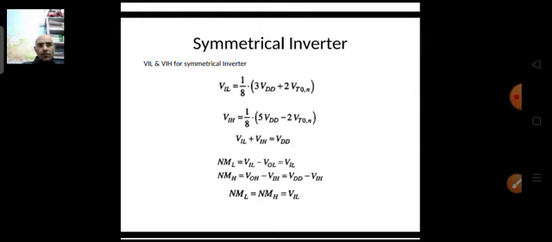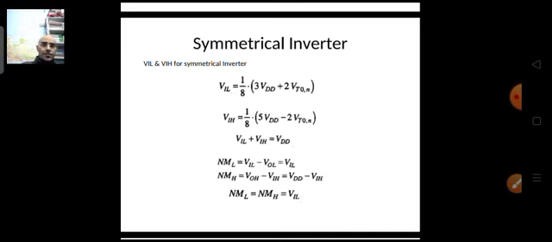To determine VIH, we can easily do that. The basic equation for a symmetrical inverter is VIL plus VIH is equal to VDD. So for a symmetrical inverter, if you determine the formula for one of them, VIL or VIH, then you can subtract that from VDD, and whatever you get will become the formula for the other parameter. So this is the importance of VIL and VIH, and how to determine them for a symmetrical inverter. Now from these values, we can easily determine the noise margins.